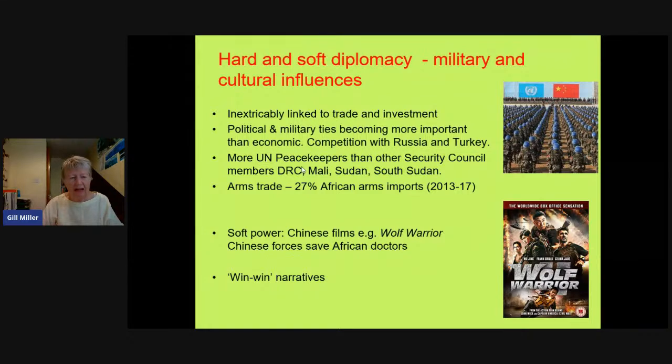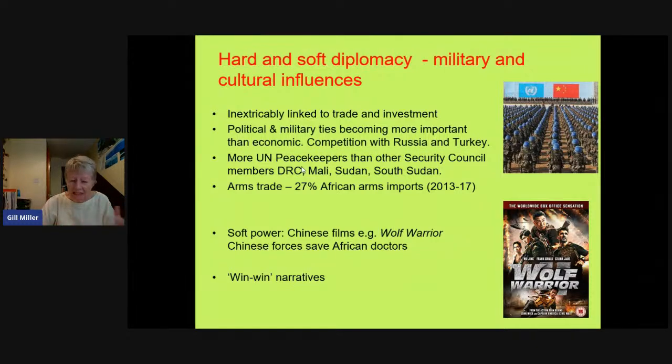Within all of this, there's hard and soft power. I'm not going to develop on this because I know I'm running out of time, but I just want to say that inexplicably, trade and investment is linked to influence, whether that's hard diplomacy, hard power in terms of literally arms and political ties, or whether it's soft power. And I've given an example there of a Chinese film. You can go and probably get Wolf Warrior on Netflix.